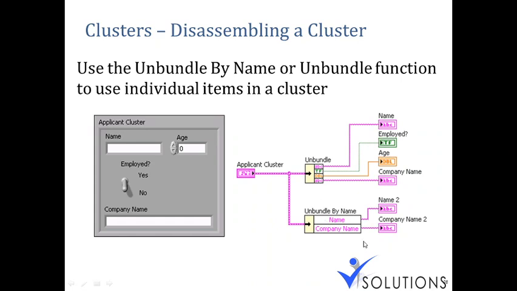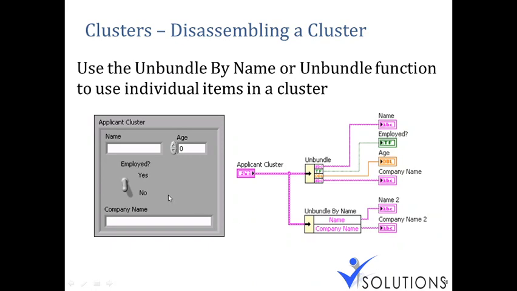Coming back to unbundle by name, this has better readability, where you can pick them using their name. You can see the name itself is unbundle by name, right? So they basically take a reference of their label. You can see the label here is name. So it accesses it through the label. If I change the label here, it gets updated here also, because this function basically accesses what is inside this cluster, right? And whatever you are seeing here is the front panel of this same applicant cluster, right?